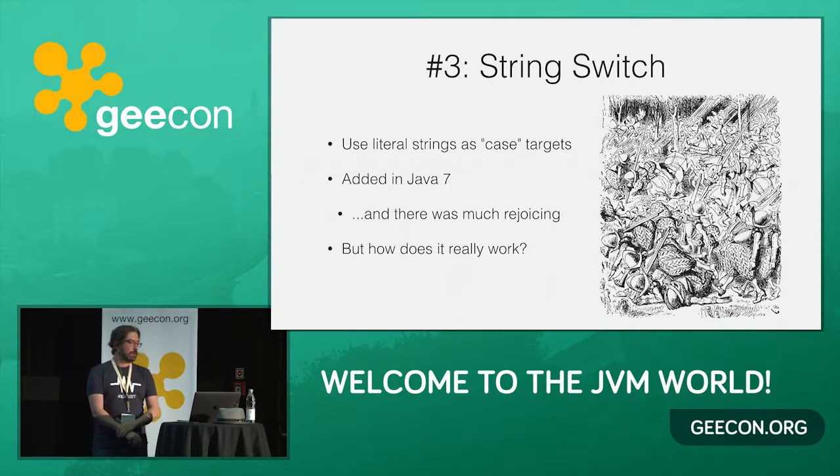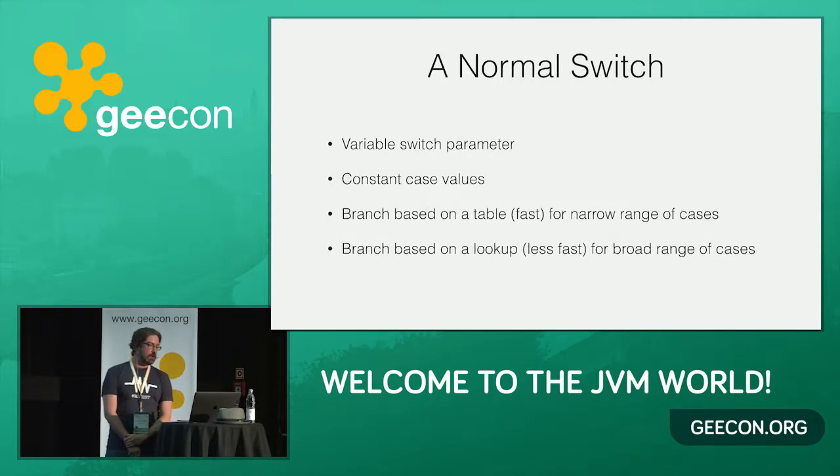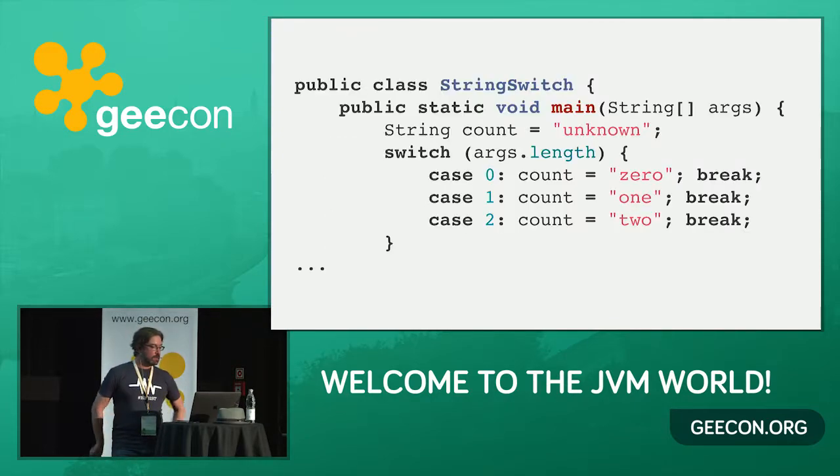All right. I'm going to have to rush through a little bit. So, string switch. Hopefully most folks have gotten around to using this, and we're happily using it in JRuby now that we're on Java 7 and higher. So let's talk about a normal switch. In a normal switch, we have a variable parameter that's passed in and a bunch of constant values. And javac will create a table of all those constant values and ideally just jump to the right one when we enter the switch.